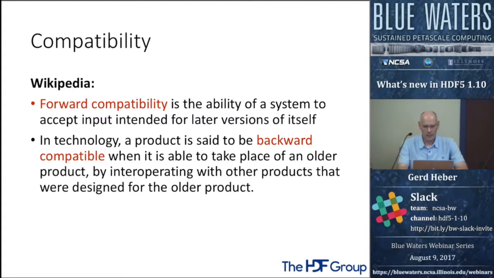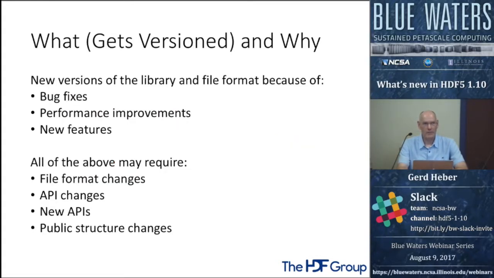So those are the two types of compatibility we'll be talking about. Before we talk about compatibility, let's talk about versioning, because in a way, this compatibility is conditioned on versioning. The first question is, what gets versioned in HDF5? In the case of HDF5, we version the library or the API and the file format. I will be more specific about that, because versioning, as we will see in a moment, does not necessarily mean that there is a version number.